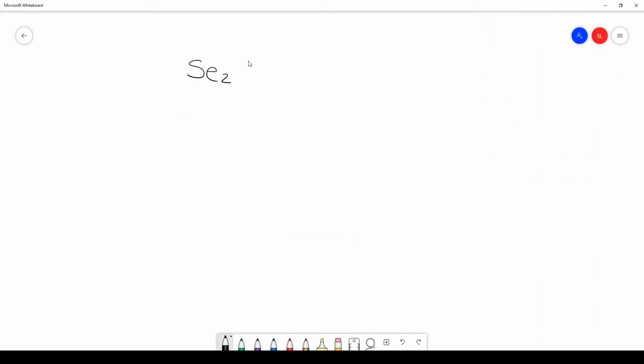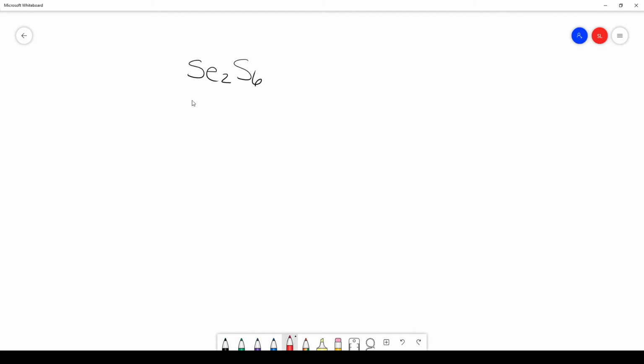Se2S6. Both of these have subscripts, which means both elements will have prefixes attached to their name. There will be a prefix for element 1 and a prefix for element 2, where element 2 takes on root plus ide as far as the element name goes.